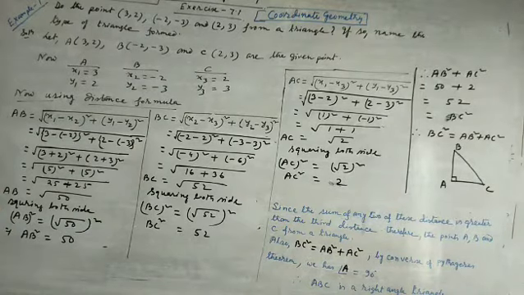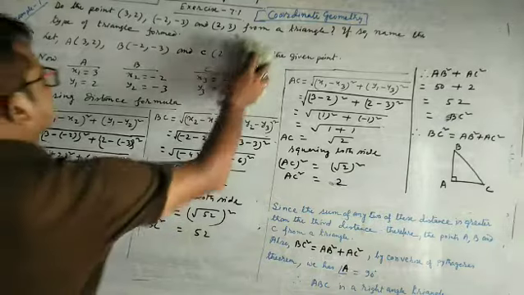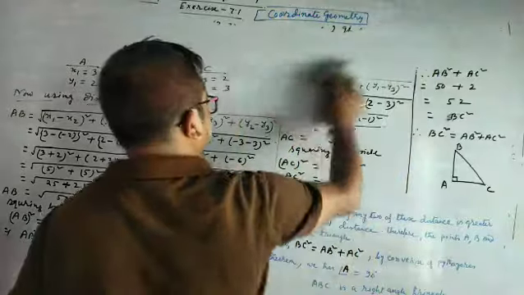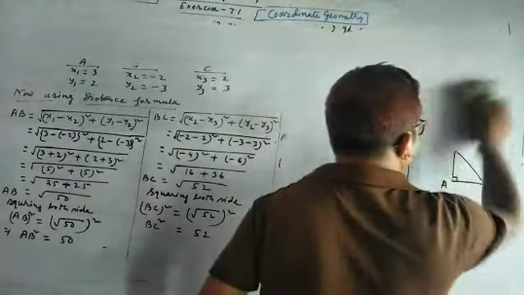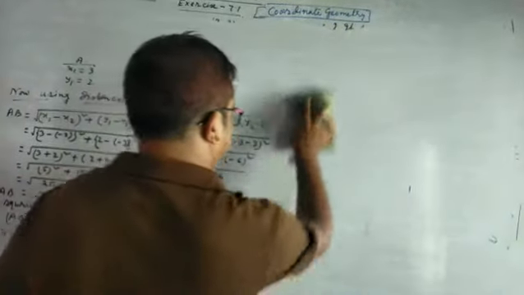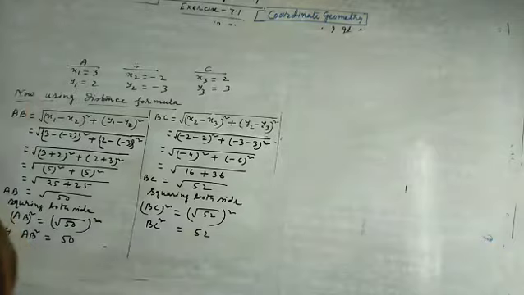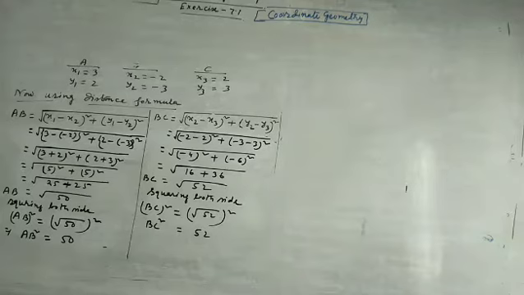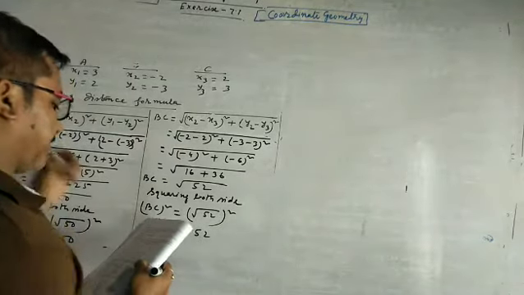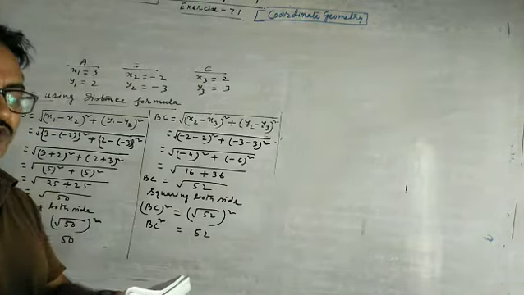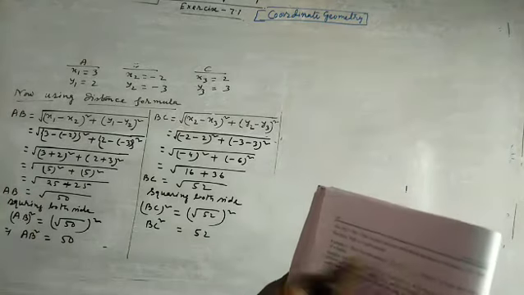Now we discuss example 2. See the question, example 2. 4 points are given. Show that these 4 points are the vertices of a square or not. Show that the points (1, 7), (4, 2), (-1, -1), and (-4, 4) are the vertices of a square.